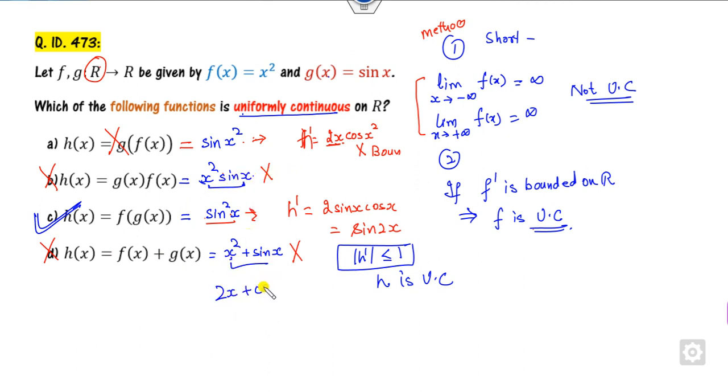It's 2x plus cos x. So this is bounded, this is unbounded, so the overall is unbounded. So it is unbounded, it is not uniformly continuous. So the right answer is only C. So you can use either of these two methods, and then you can use these options.